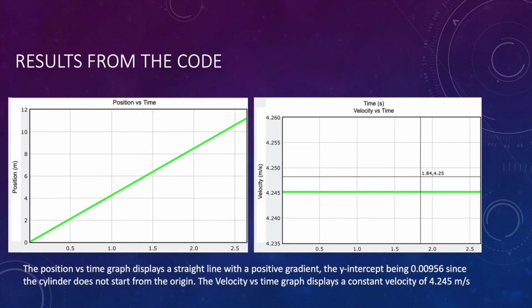The following is the result derived from the GlowScript code. The position versus time graph displays a straight line with a positive gradient, the y-intercept being 0.00956. This is because the cylinder does not start from the origin. The velocity versus time graph displays a horizontal straight line representing constant velocity of 4.245 meters per second.